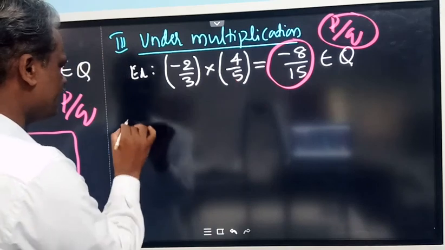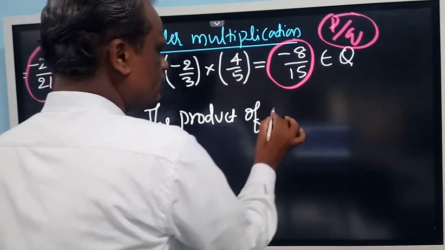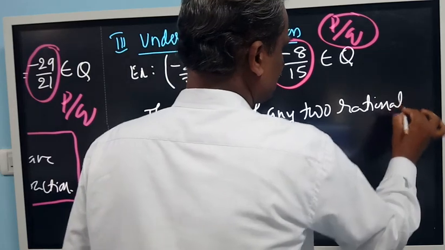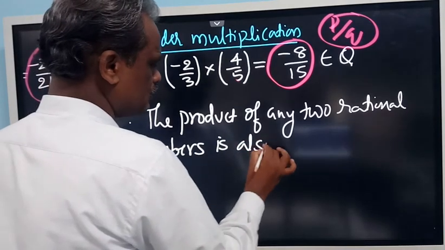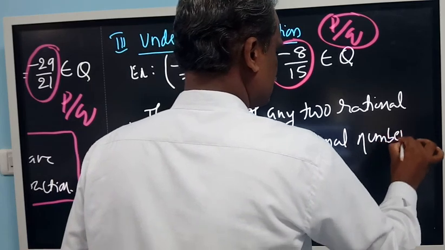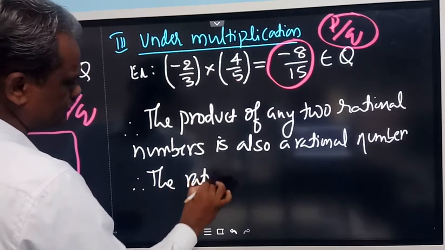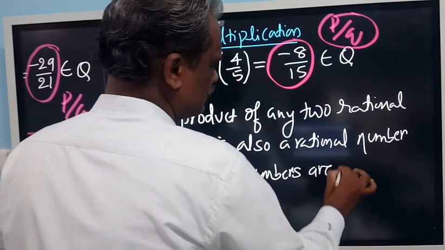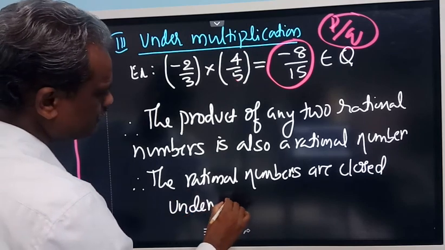So therefore you can write the product of any two rational numbers is also a rational number. So therefore, the rational numbers are closed under multiplication.